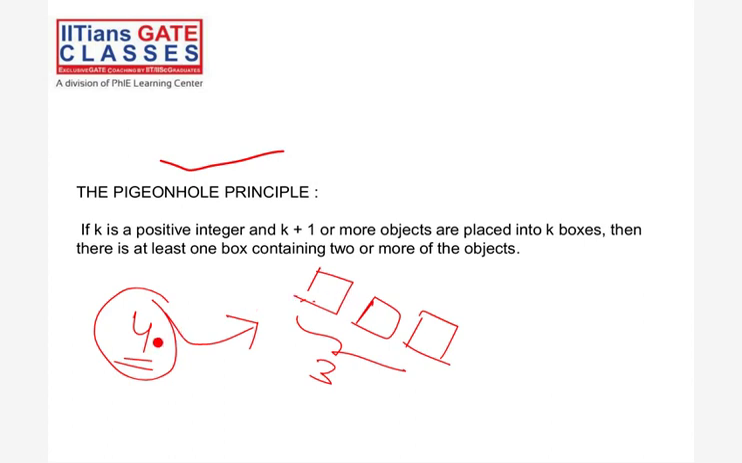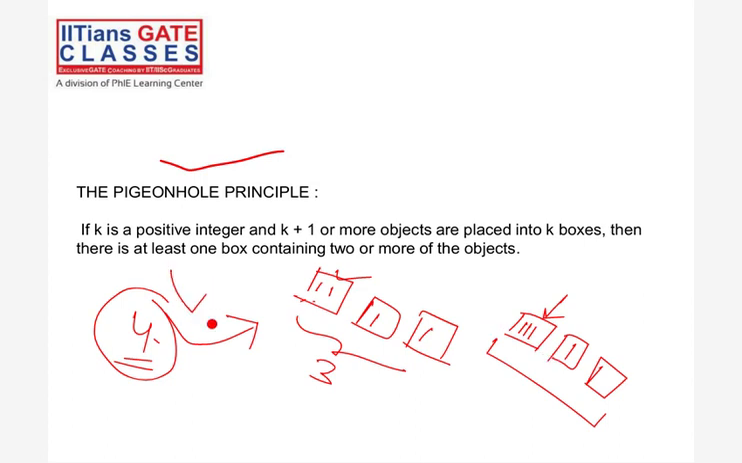Because there are 4 students, at least one room must contain more than one student. For example, maybe 2 students come here, one student goes here, one student goes here. You can see at least one room will contain more than one student. Or maybe 3 students come here, one student comes here. Still our claim, that at least one room will contain more than one student, is true. So this is a very easy principle actually.